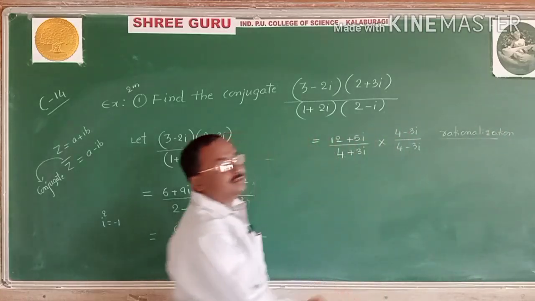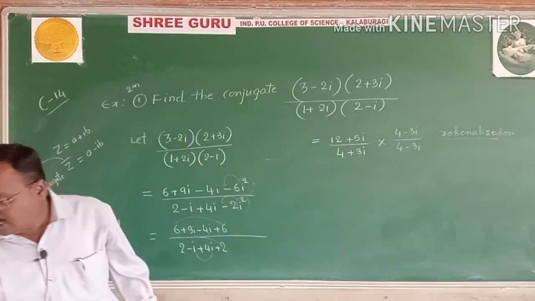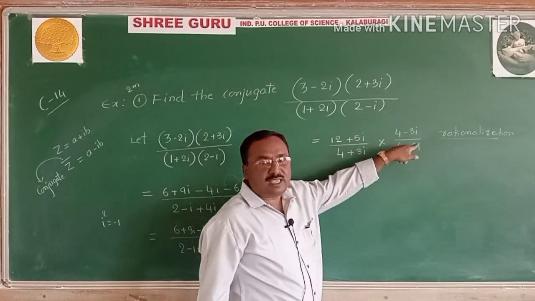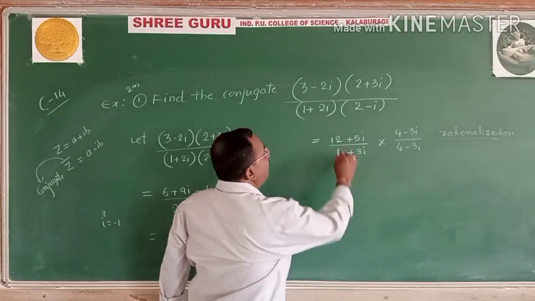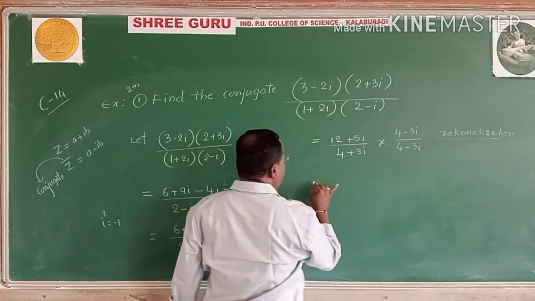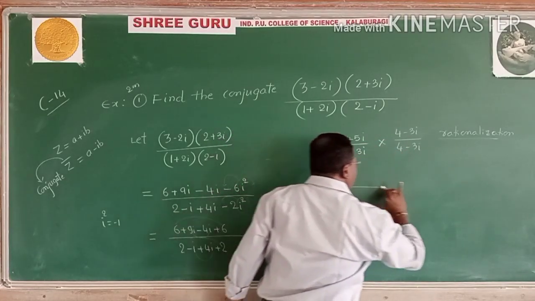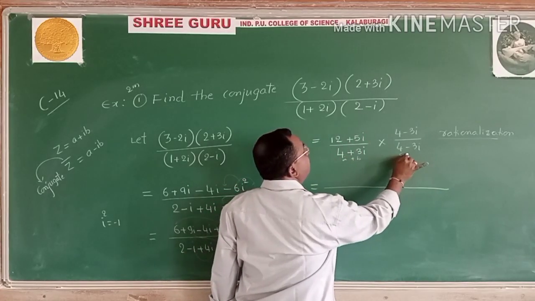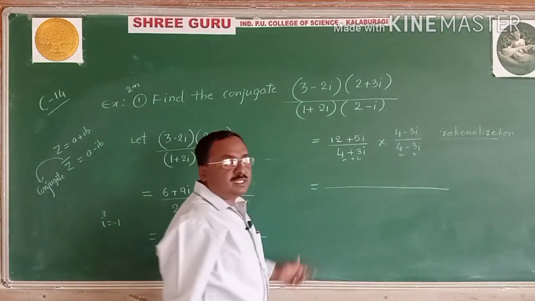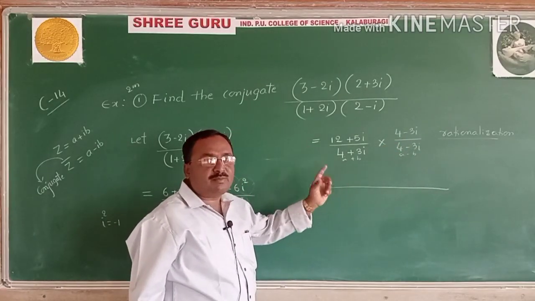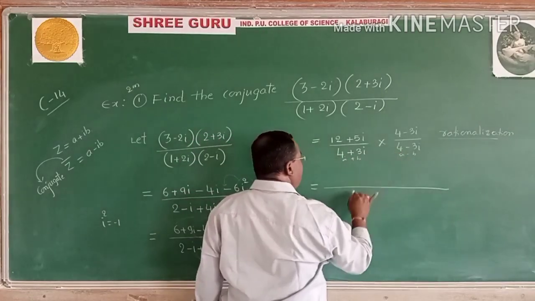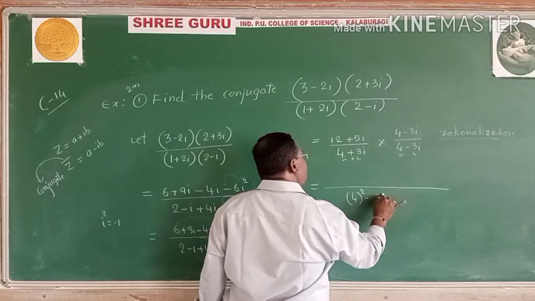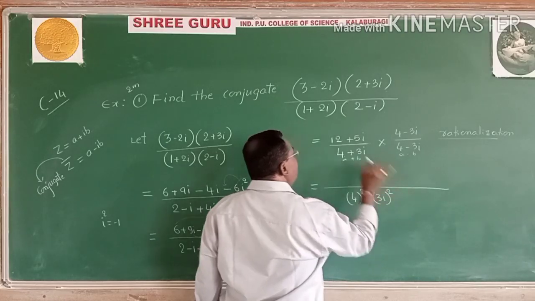This is the rationalizing: multiply numerator and denominator. 4 plus 3i becomes 4 minus 3i, divided by 4 minus 3i. Multiply numerator, multiply denominator. In the denominator, (a plus b) into (a minus b). What is the product of a plus b and a minus b? It is a square minus b square.